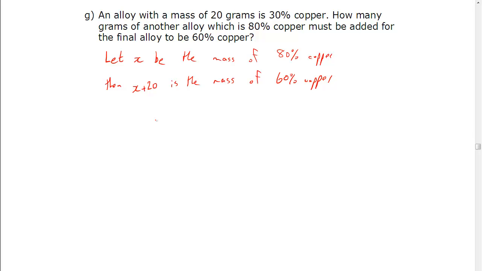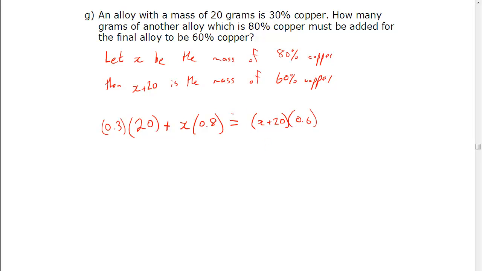Now, we're taking 20 grams at 30%, so we're going to multiply that by 0.3. Change that to a decimal. So that's the amount of copper in the first alloy, plus we're going to add X amount of the 80%, so we'll multiply that by 0.8, and that's the amount of copper in that alloy. And together, when we put those together, we get X plus 20 of a 60% alloy, so 0.6.